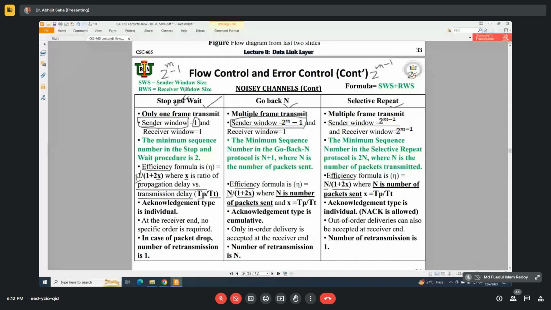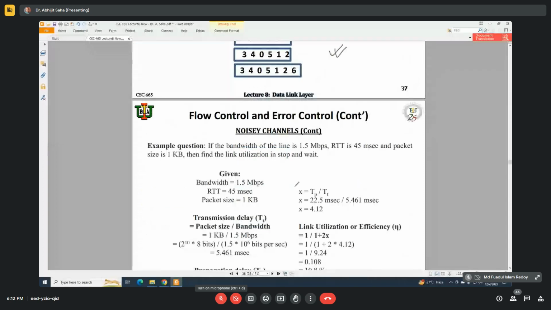If you're counting here that your N equals 4, for example, then it is going to be 4 divided by 1 plus 2x. The x is the same formula, the propagation delay and the transmission delay. Here N means the sender window size, and this is the same formula. Depending on the sender window size, you're going to place the N value for both of them. This is actually required for the example question that we are going to face.